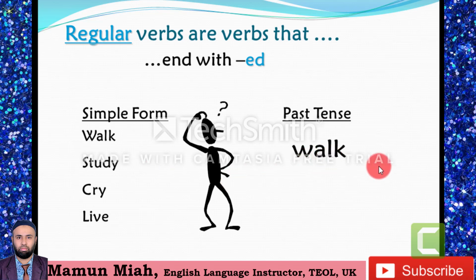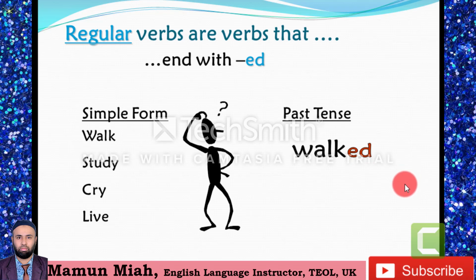Okay, the first one, walk. The past form is walked. That means at the end of the verb, the pronunciation is added with the -ed sound. If you find any verbs whose past forms end with the -ed sound, they are called regular verbs.